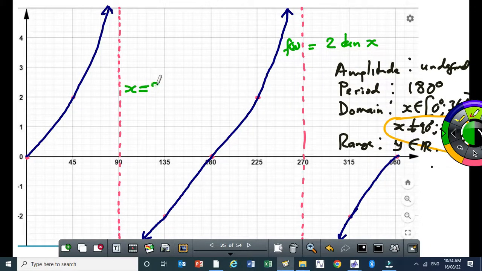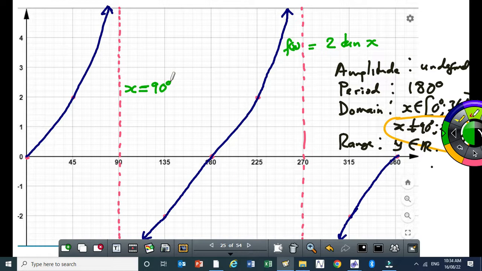Equal to 90 degrees. Remember, if you are given a vertical line, if you are asked to write the equation, that equation must start with x.